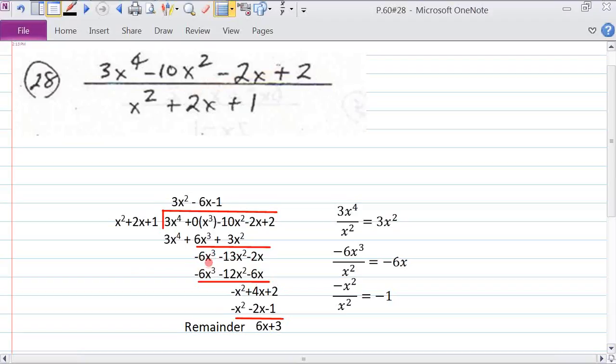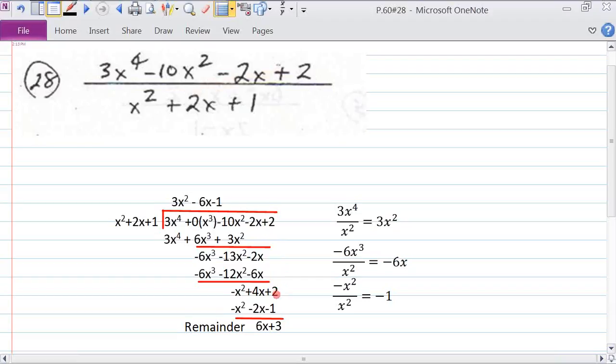So minus 6x cubed minus minus 6x cubed will sum to 0. Minus 13x squared minus minus 12x squared will give us just minus 1x squared, or minus x squared. And minus 2x minus minus 6x, that'll give us 4x right here. And we're going to bring the 2 down.